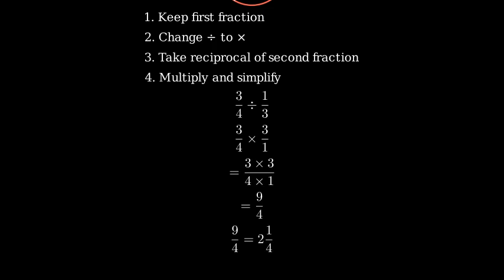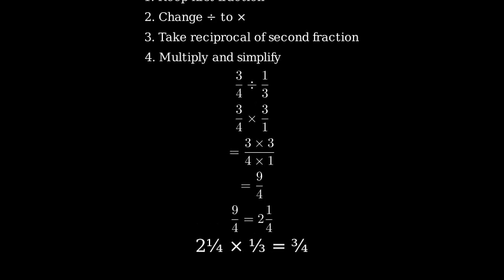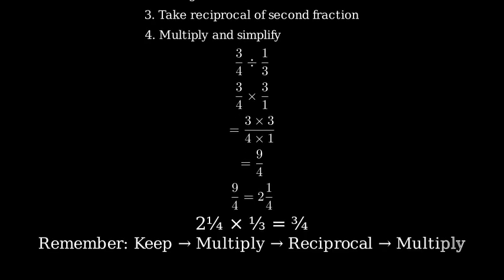Let's verify this makes sense. If we take 2 and 1/4 copies of 1/3, we should get back to 3/4. And indeed, that's exactly what happens. Remember the key steps. Keep, change to multiplication, reciprocal, and multiply. This method will work for dividing any fraction.